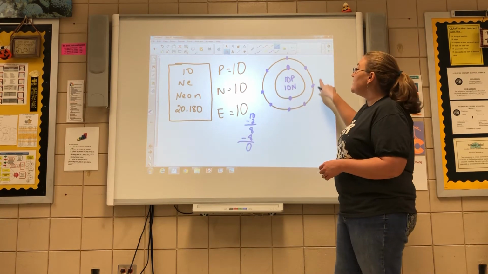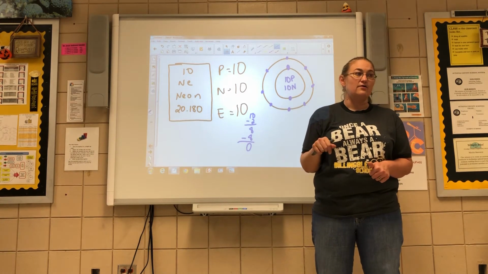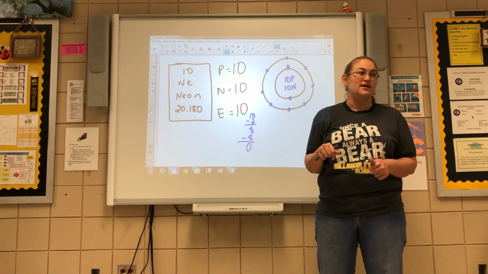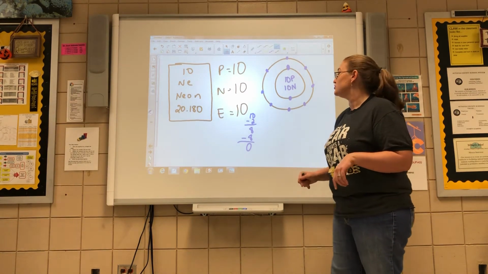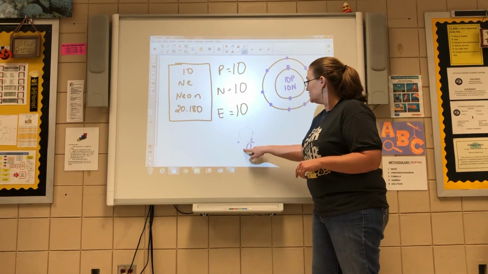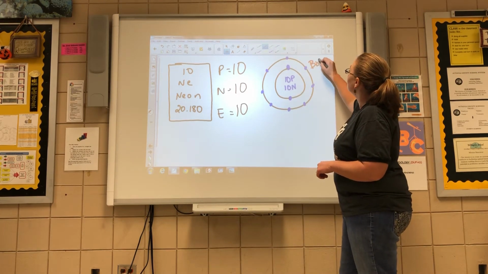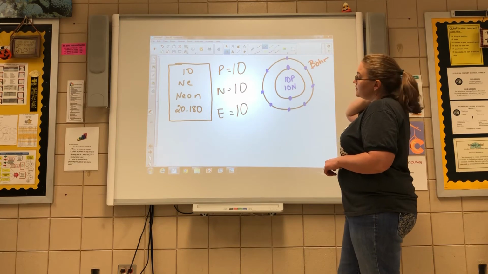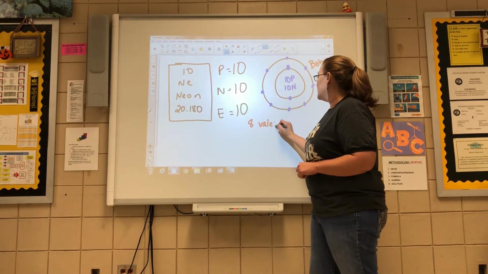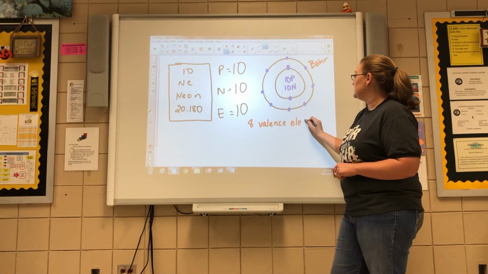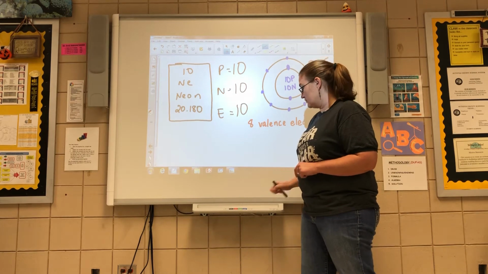This outer level of electrons is called valence electrons. That number is important because it is what you use to do the Lewis structure. Okay, so I'm going to erase this. This is my Bohr diagram. I've got 8 valence electrons. Let me write that out: 8 valence electrons.